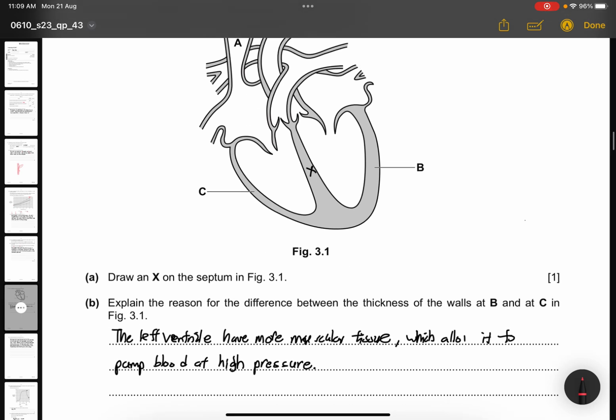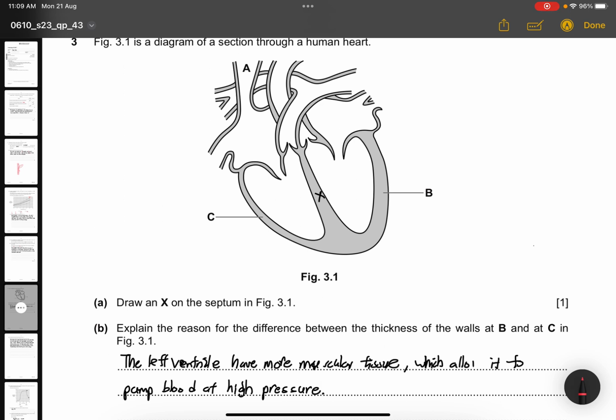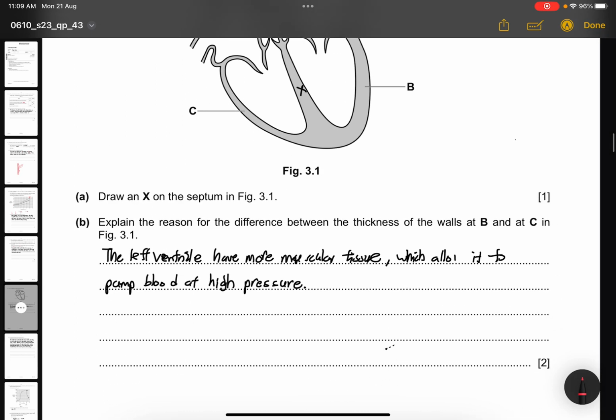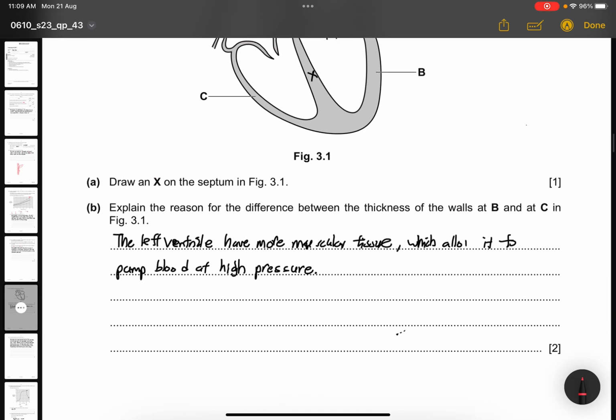Part A asks, draw an X on the septum in figure 3.1, which is just here. It's the middle of the heart, which separates oxygenated blood and deoxygenated blood.